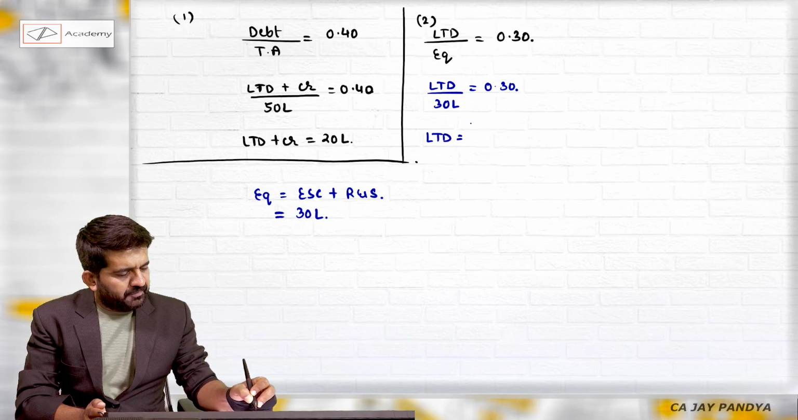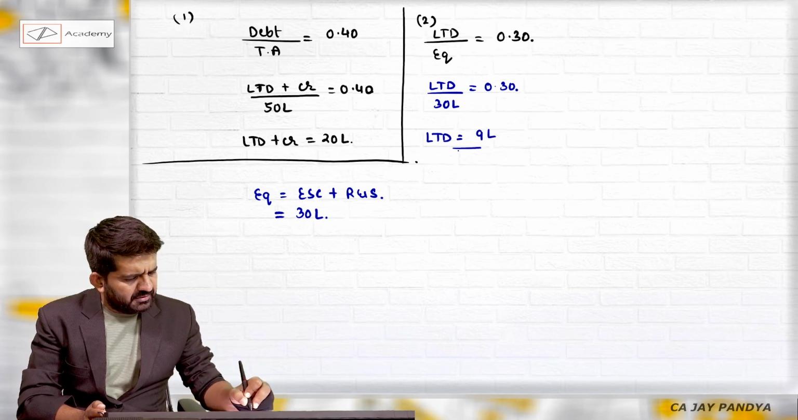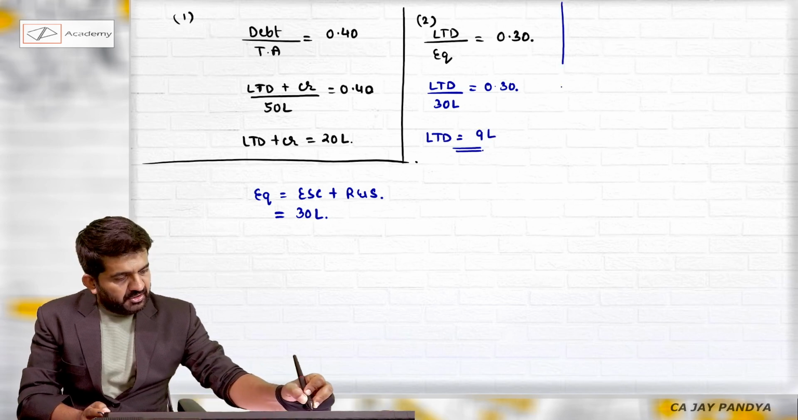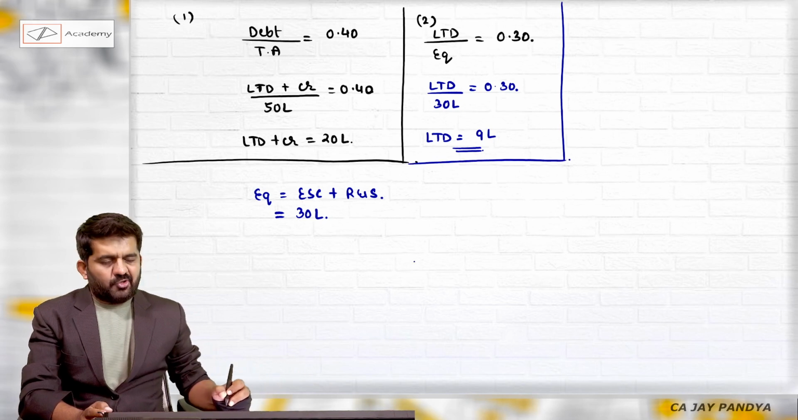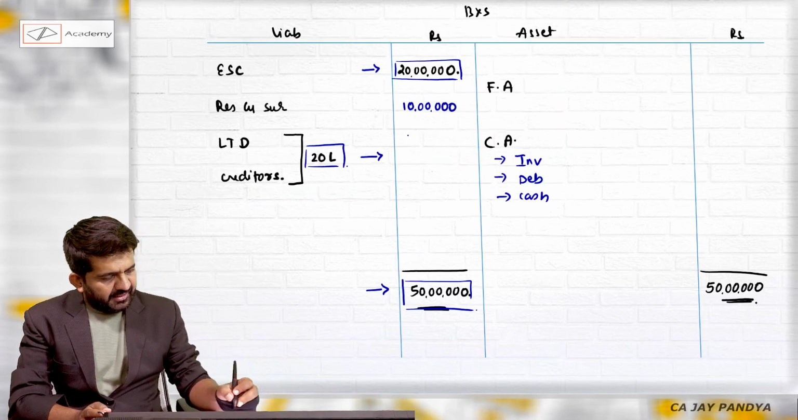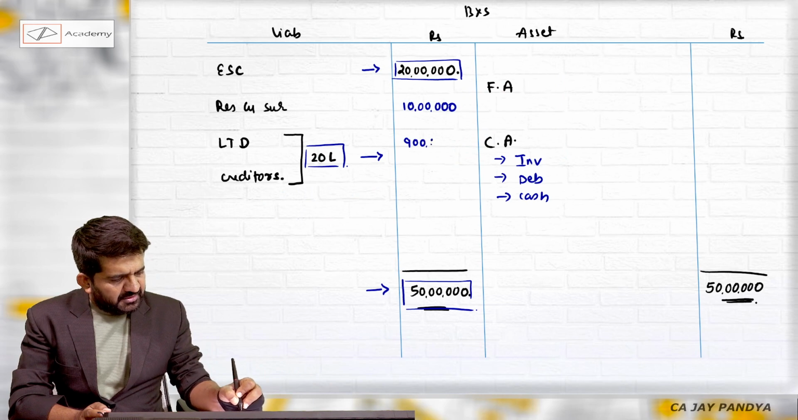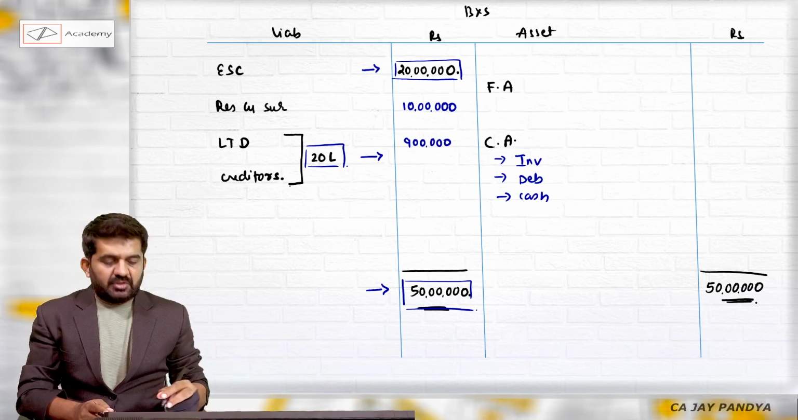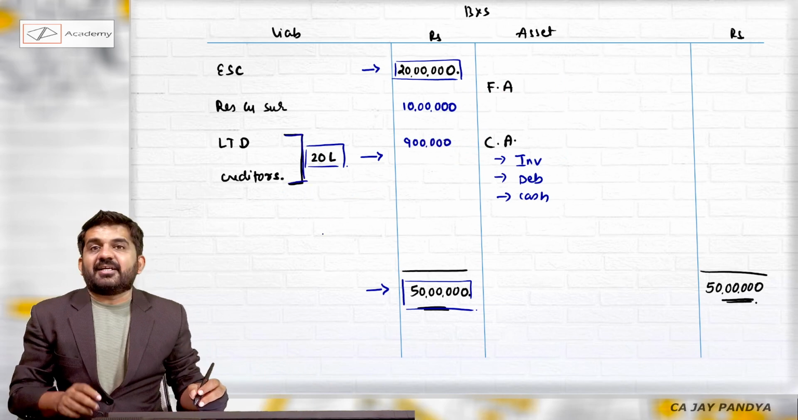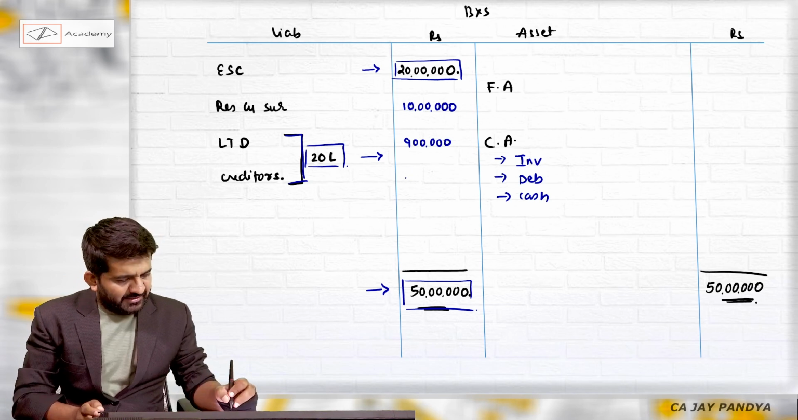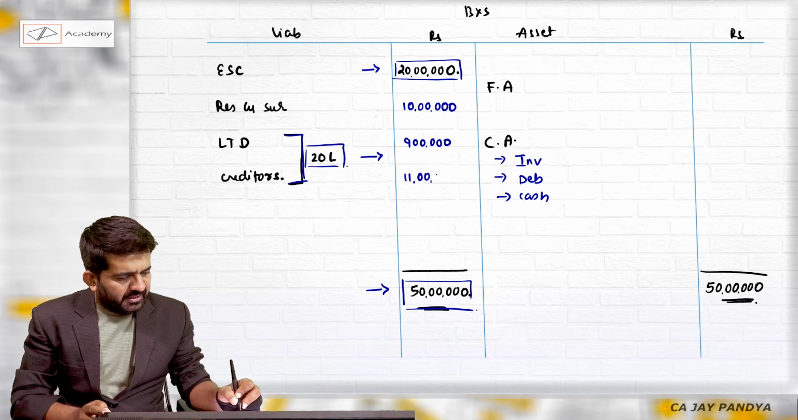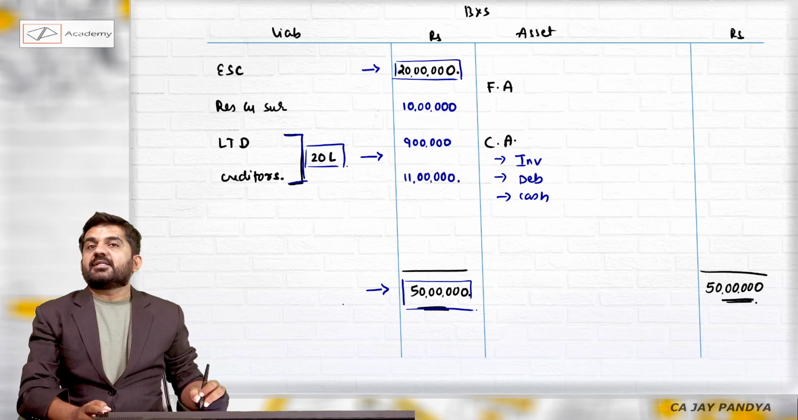So long-term debt is 9 lakhs. Here we have got our second answer, which is long-term debt, which is nothing but 9 lakhs. Now, if this is 9 lakhs and total of long-term debt and creditors is 20 lakhs, creditors automatically will be 11 lakhs.